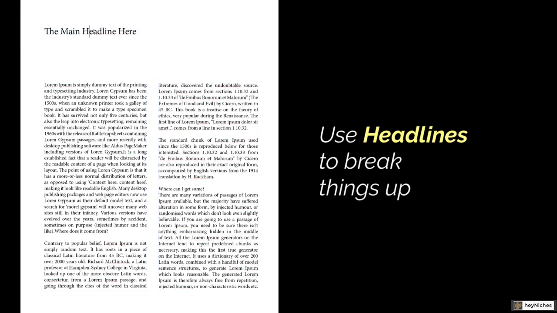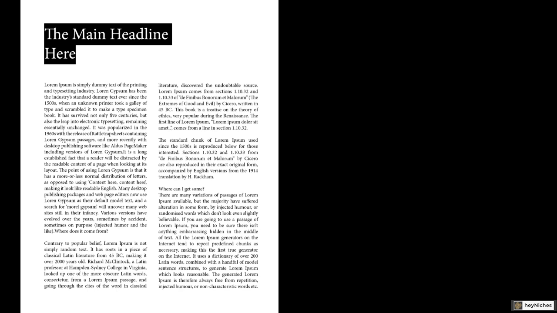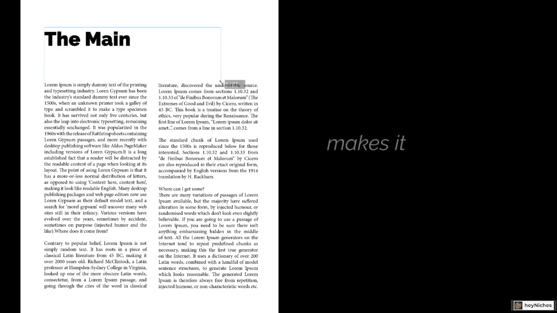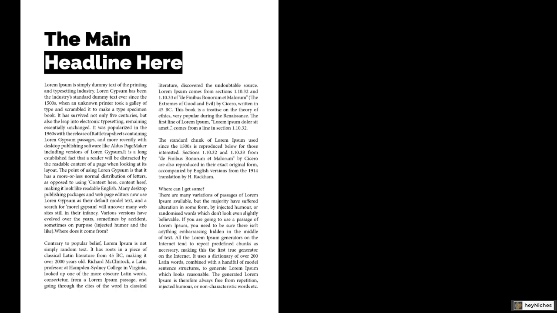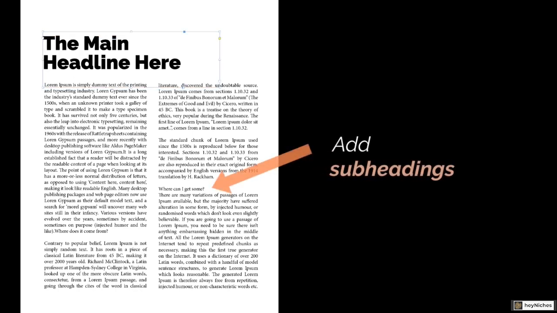Using headlines to break your big block of text up is a no-brainer. Balancing this block of text with larger text blocks not only adds to the variety of elements, but makes it visually interesting and more likely to be read. But more important is adding sublines or bylines to add additional divisions to the text blocks.